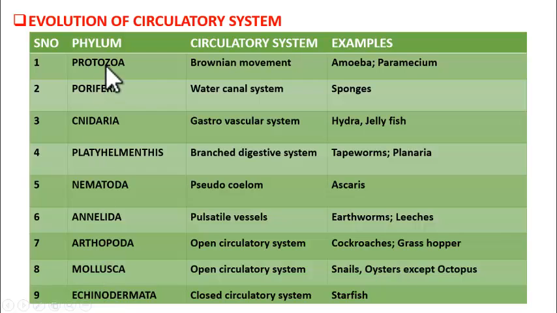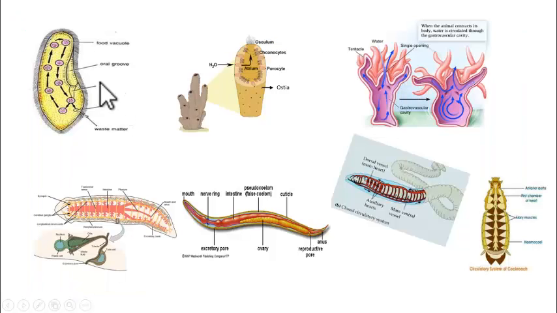Yes. So what is the first phylum? Protozoa. So in protozoa, we have unicellular organisms. Example, amoeba and paramecium. They live in waters and they take materials from the water by diffusion process.